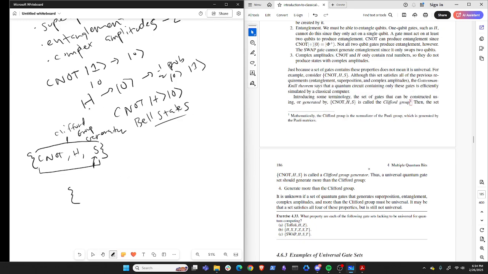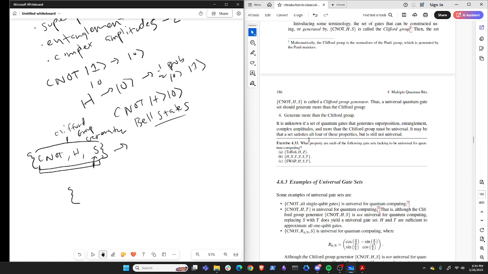So a universal quantum gate, by definition, should be able to generate more than the Clifford group, right? We should be able to generate essentially an infinite number of quantum gates. If a quantum gate exists and we haven't found it yet, when we find it, we should be able to build it with this universal quantum gate. So if we look at 4.33, we've got a Toffoli, an H, and a Z gate.